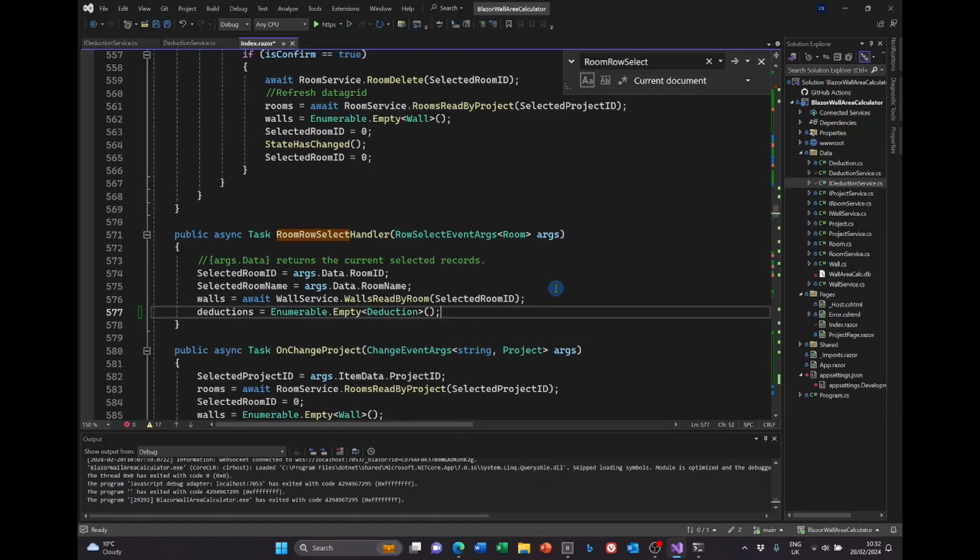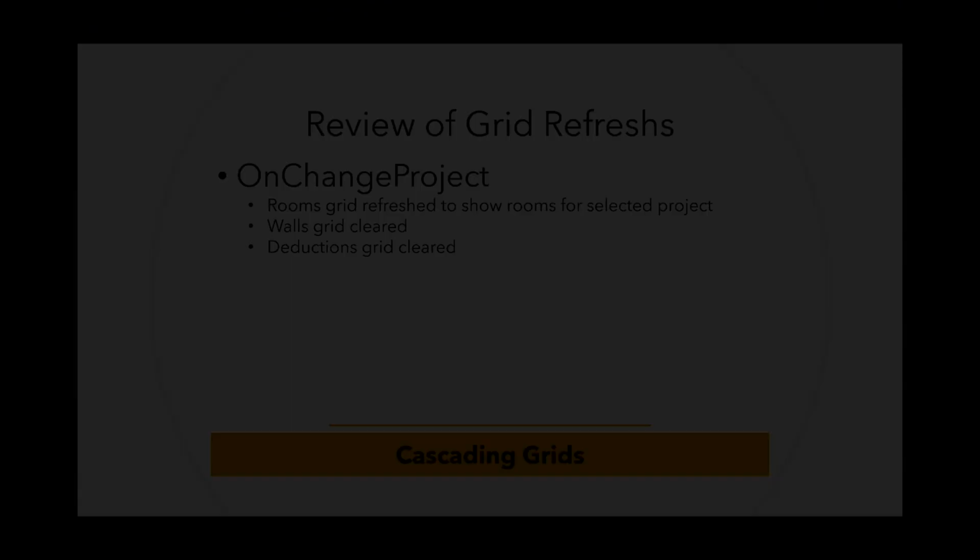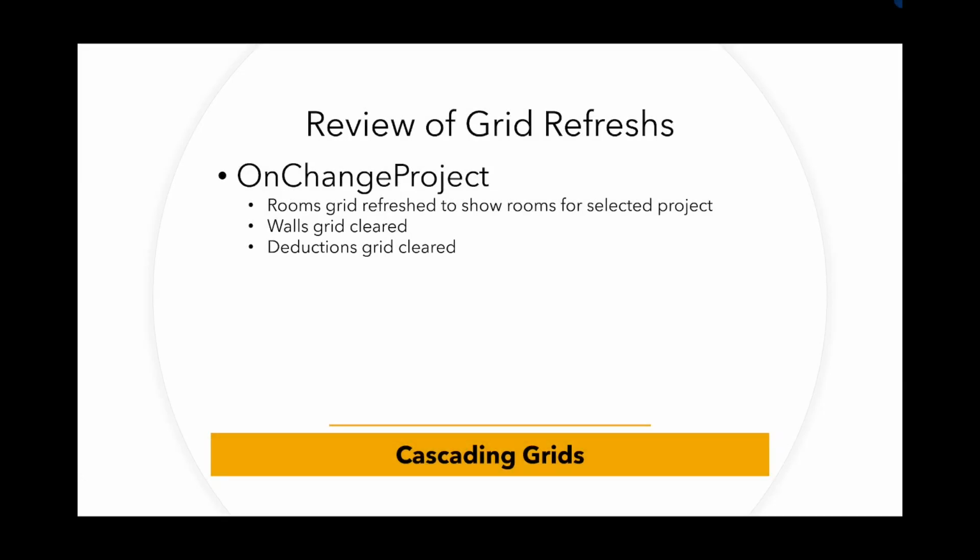In fact, at this stage, it would be worth reviewing what should be updated when projects, rooms and walls are selected, added, updated or deleted. To spare you the pain of watching me make all these changes, these are the changes I think we need to at least review. So on a change of project, the rooms grid will need to be refreshed to show rooms for the selected project. The walls grid will need to be cleared and the deductions grid will need to be cleared.